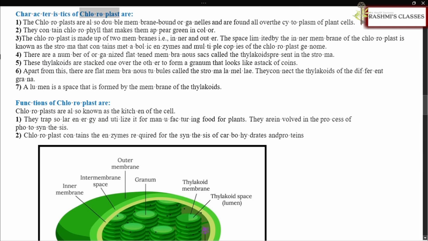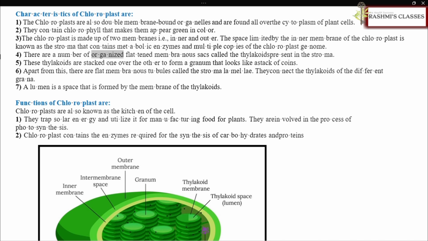Characteristics of chloroplast are: chloroplasts are also double membrane-bound organelles and are found all over the cytoplasm of plant cells. They contain chlorophyll that makes them appear green in color. The chloroplast is made up of two membranes, inner and outer. The space limited by the inner membrane of the chloroplast is known as the stroma, which contains metabolic enzymes and multiple copies of the chloroplast genome.